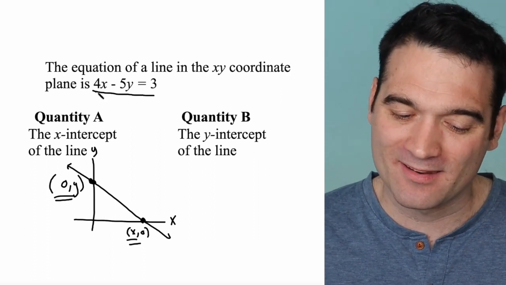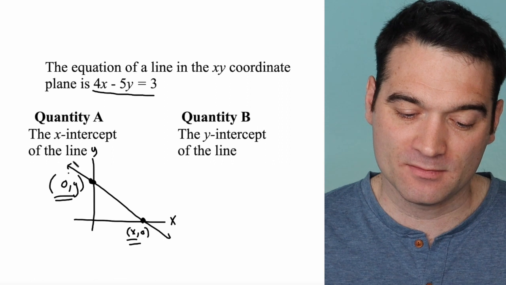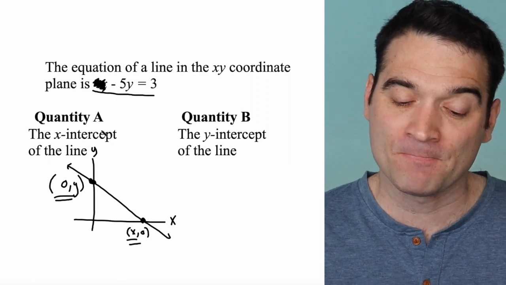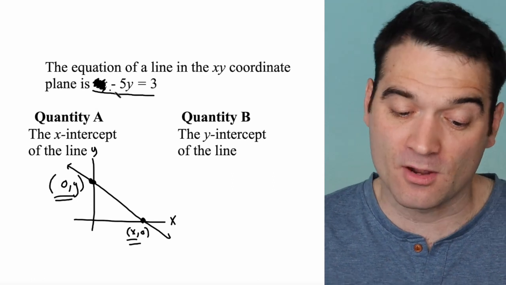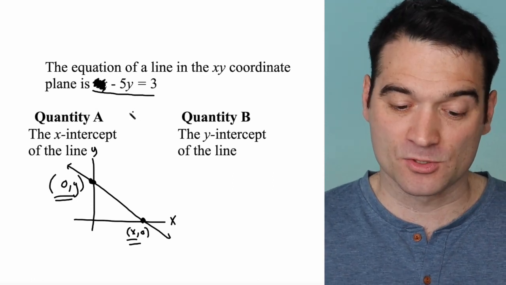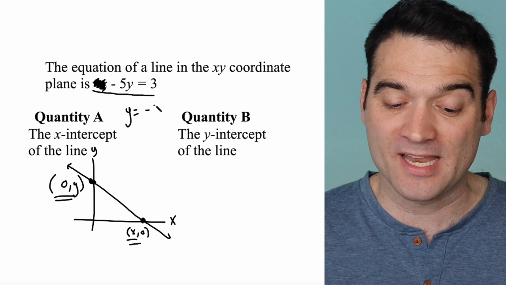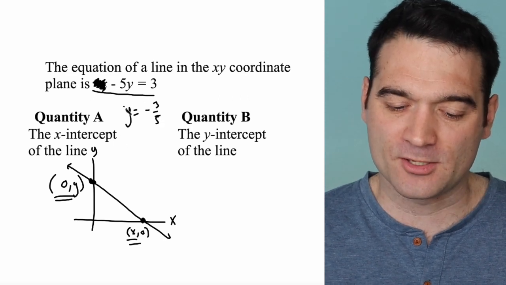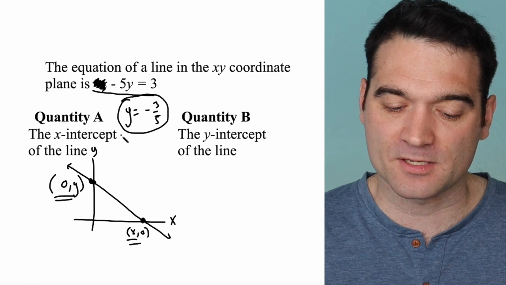So let's do that. If we plug in 0 for x to figure out what that y point is going to be, 4 times 0, we get negative 5y equals 3, meaning that y equals negative 3 over 5. I just do that division right there. So the y-intercept is negative 3/5.